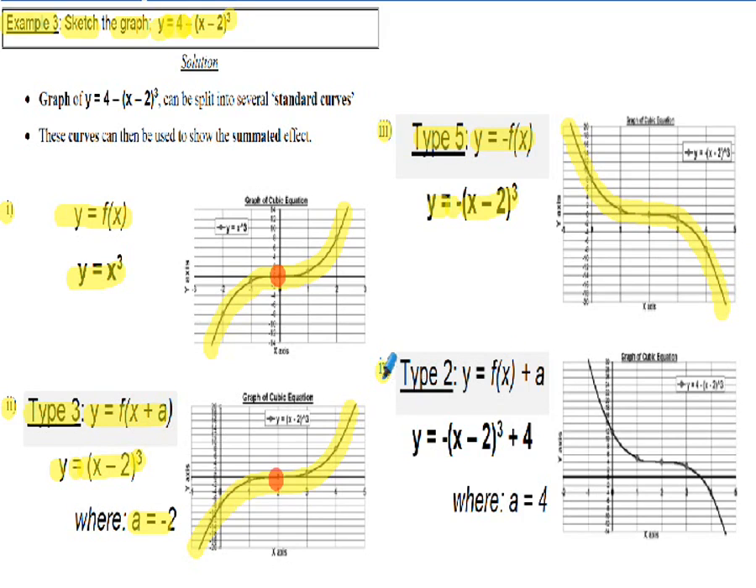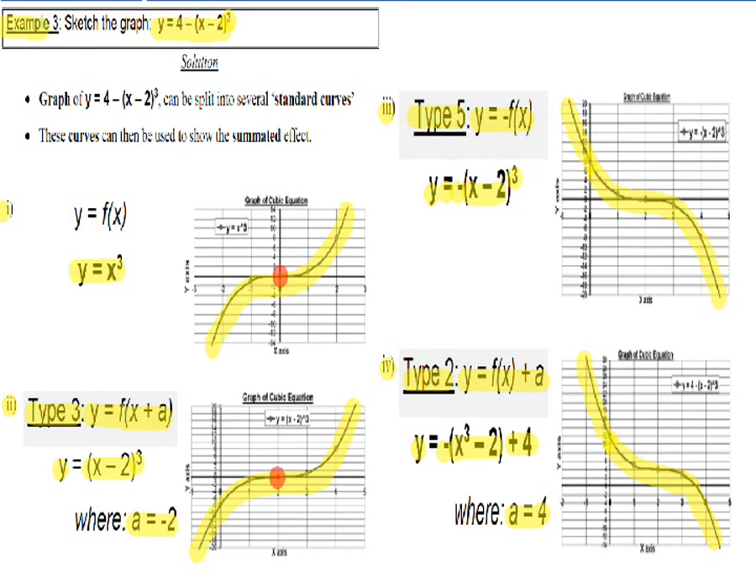And finally in step 4 we've got a type 2 transformation of the form y equals function of x plus a. This shifts the curve in the y direction. So in our case, we've got y is equal to negative (x minus 2) all cubed, in brackets, plus the 4. So the a in this case is 4, so that means the entire curve shown in step 3 above is now shifted 4 increments in the vertical, as shown here.